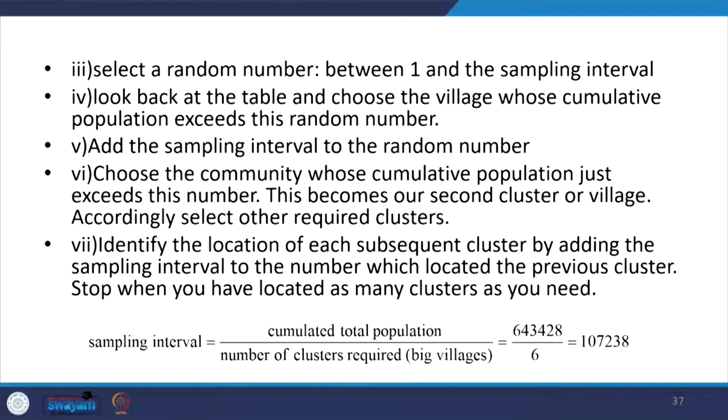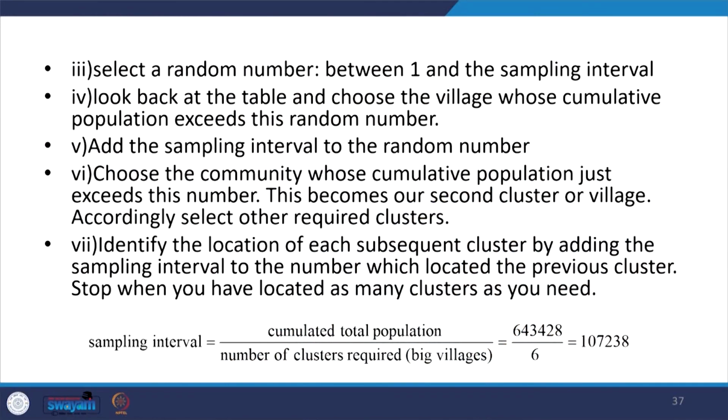Then select a random start number between 1 and the first sample interval. Then you look back at the table and choose the village whose cumulative population exceeds this particular number. Then we keep on adding the sample interval, and the next cluster or village is selected. Similarly, we can find out the number of villages to be selected. The sample interval is basically the cumulative population divided by the number of clusters required.